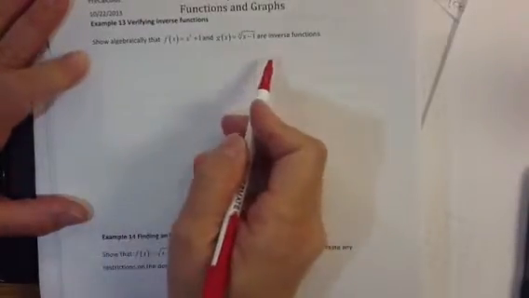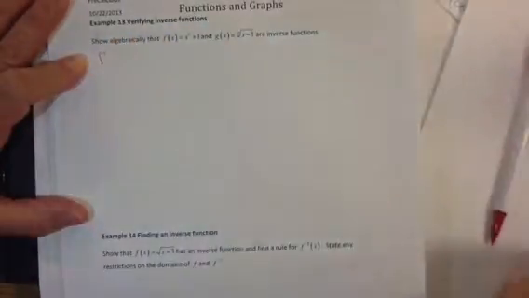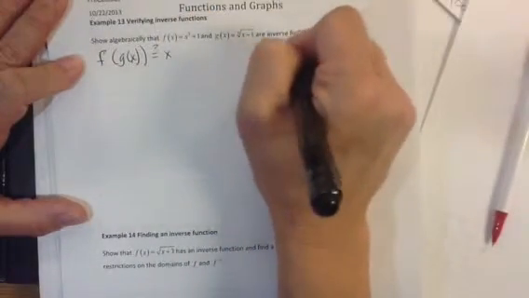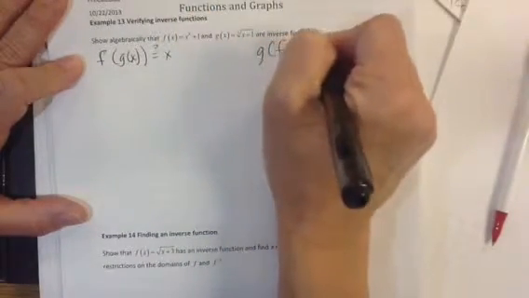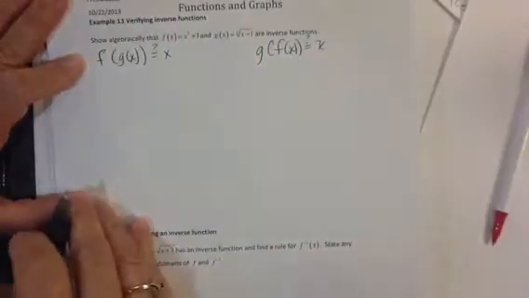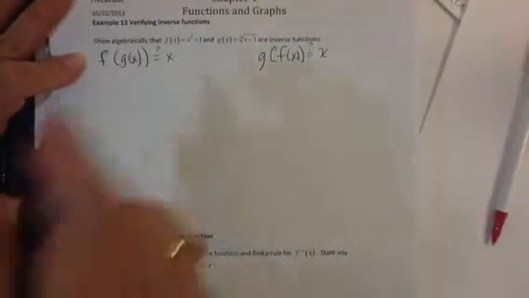Now I need to show algebraically that these are inverse functions. What I need to do is actually show f of g of x. Does that equal x? And does g of f of x equal x? If that's the case, they are inverse functions.